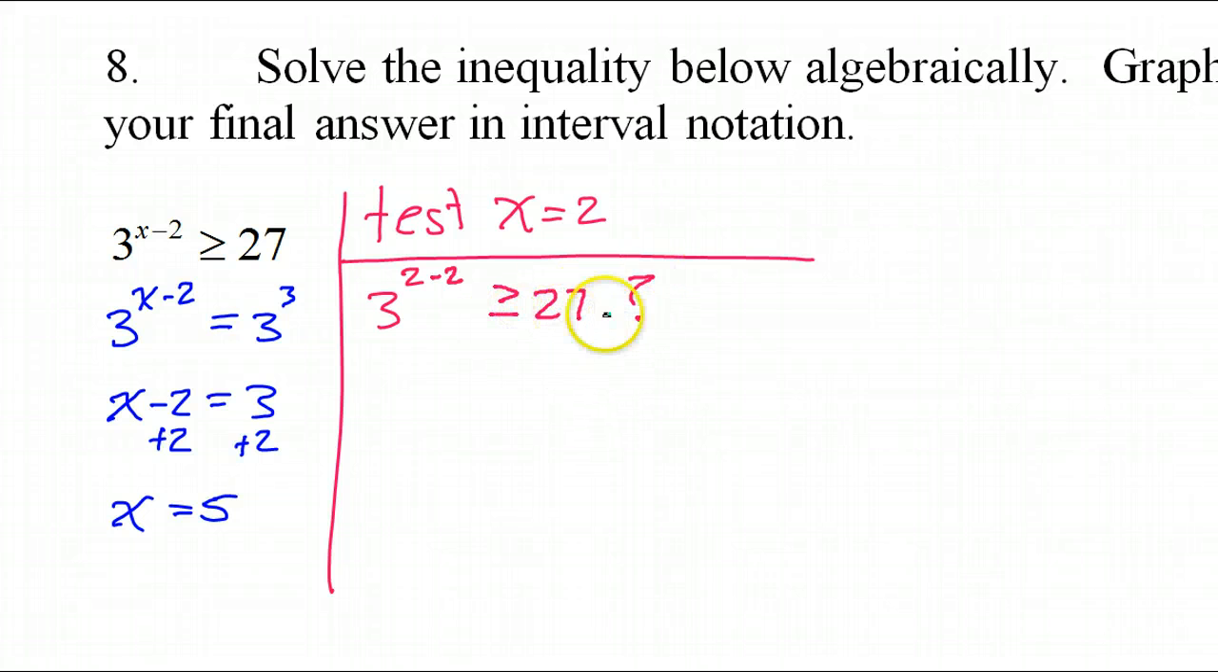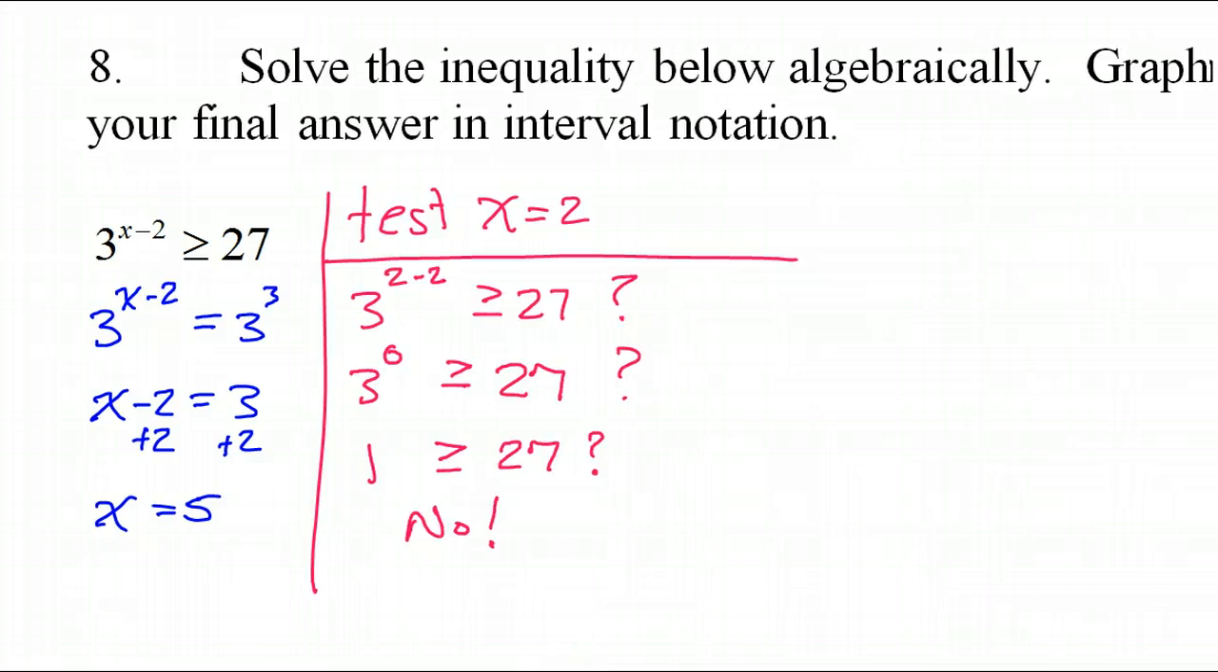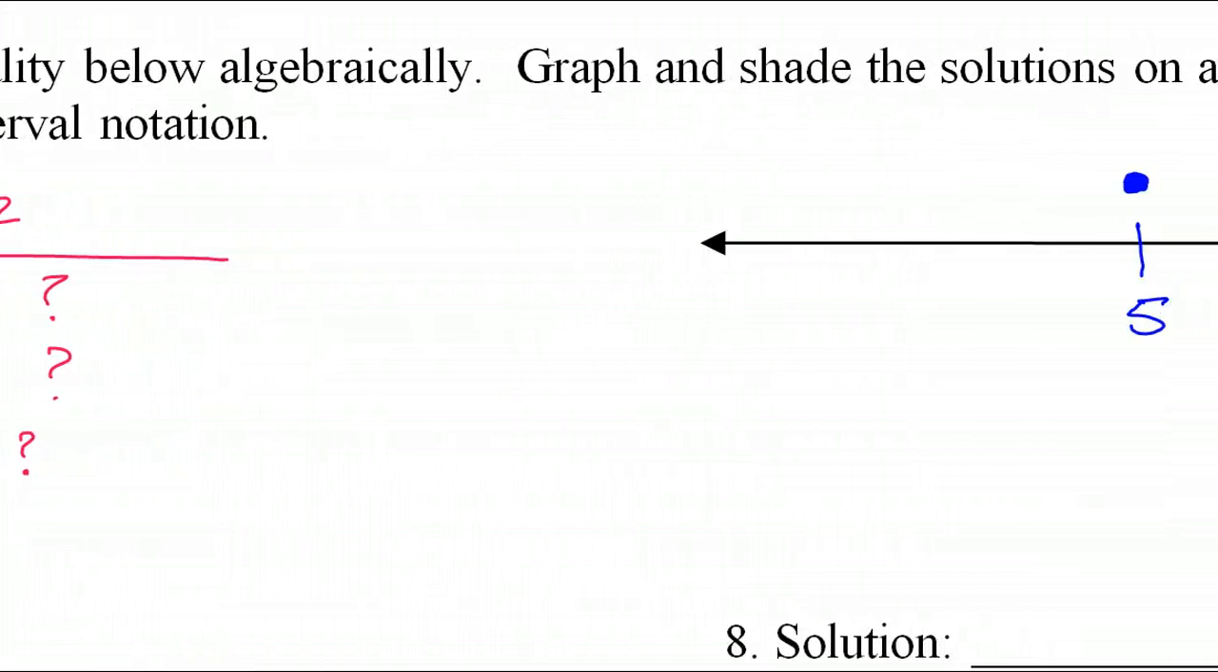I don't know if this is true or not, so I'm putting a question mark on it. That makes this 3 to the 0 power is greater than or equal to 27. Anything to the 0 power is 1. 1 is greater than or equal to 27? I don't think so. So that's a fail. That's a big no.